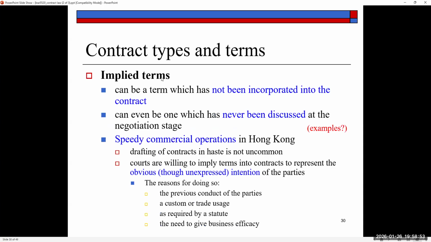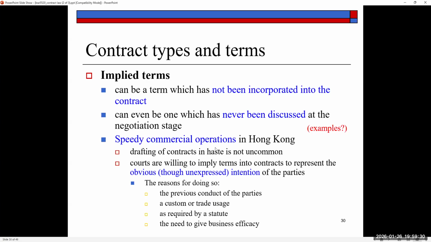Implied terms, I already mentioned an example, can be a term which has not been incorporated into the contract. As I said, not stated in the contract. Can even be one which has never been discussed. The example I quoted, providing the tools for cleaning the filter, could be not mentioned anywhere in the contract. It is expected. It's a common practice. Expected, implied.